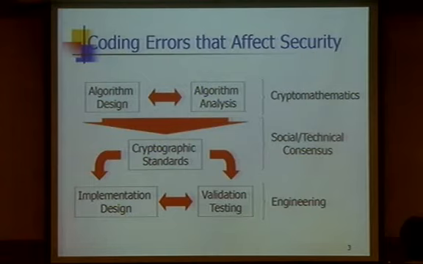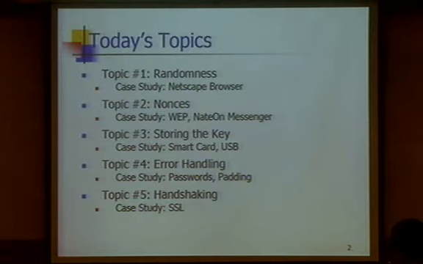My talk is divided into 5 parts. Firstly, I'll talk about the implementation errors in generating randomness and nonces, and then I'll talk about the smart card and USB systems, and also some implementation errors in handling error messages and padding and in the pattern schemes. And finally, we will talk about some errors in implementation of handshaking protocols, of secure protocols such as SSL and so on.